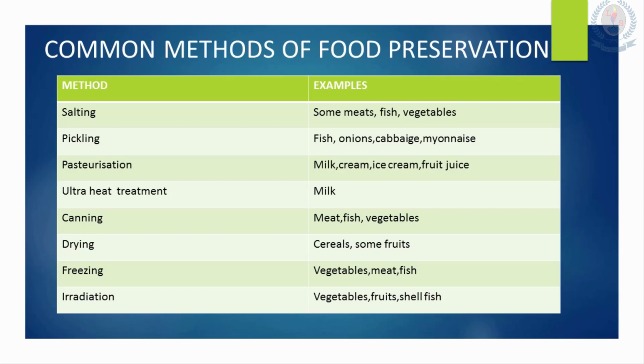Although any toxins already produced by the bacteria remain. Examples are vegetables, fruits, and shellfish. But actually the irradiation technique is not allowed in some countries, due to health issues or such kinds of barriers. But apart from that, all the other techniques are commonly used for food preservation.